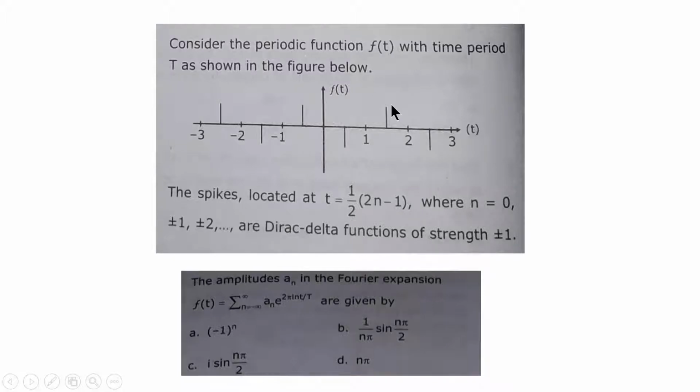Now, the amplitudes in the Fourier expansion of f of t are what? So, we are asked to find the amplitudes in the Fourier expansion, and this is the Fourier series in the complex form. So how do you go about finding the amplitude?